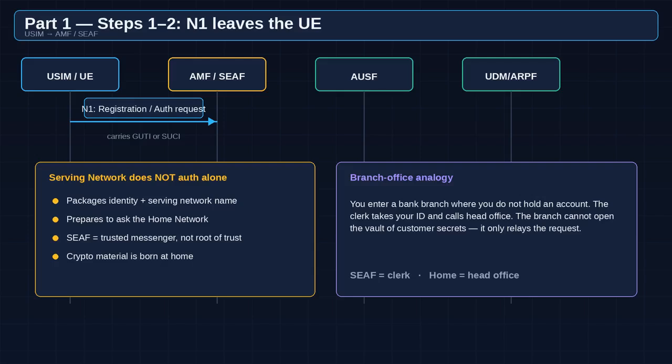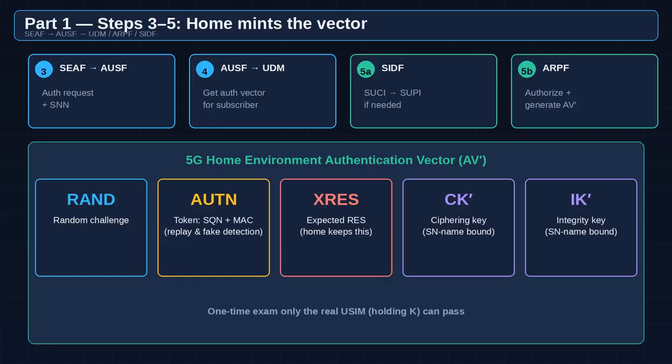The branch cannot open the vault of customer secrets. It can only relay the request. That is exactly the SEAF's job at this moment. It is a trusted messenger, not the root of trust. Everything that follows, random challenges, expected responses, ciphering keys, will be born in the home network and only then handed back down the chain. Steps 3 through 5 move the request into the home network.